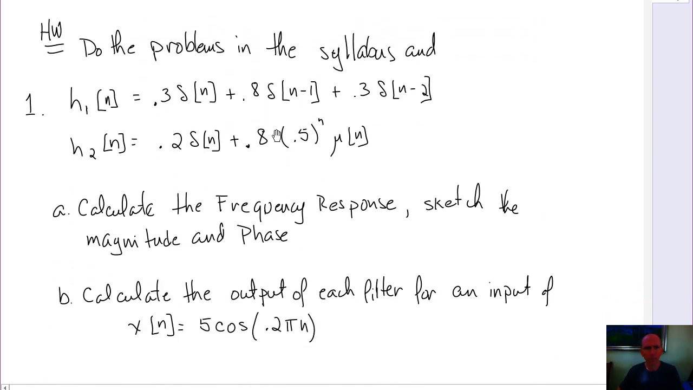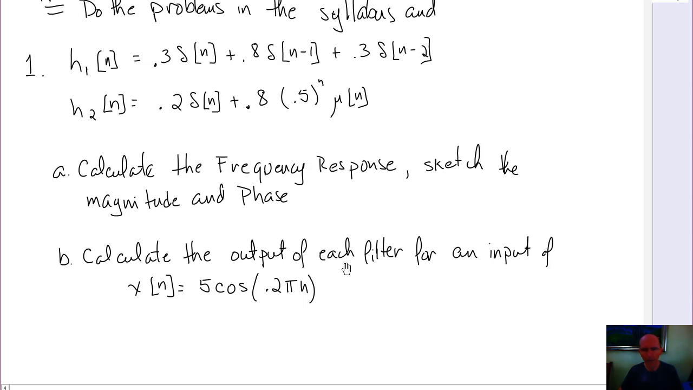So we have some homework problems. Do the homework problems in the syllabus. And I want you to repeat some of the stuff we did with these two filters here. Calculate the frequency response, sketch the magnitude and the phase. It doesn't have to be exact. I want you to more or less sketch here for these two filters. Also, calculate the output of each of these filters for one specific frequency, in this case a cosine of amplitude 5 and a frequency of 0.2 pi radians per sample.